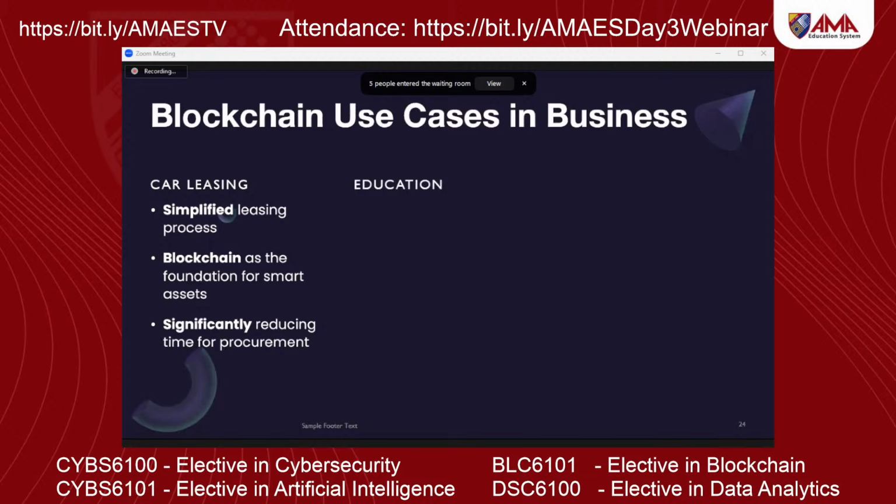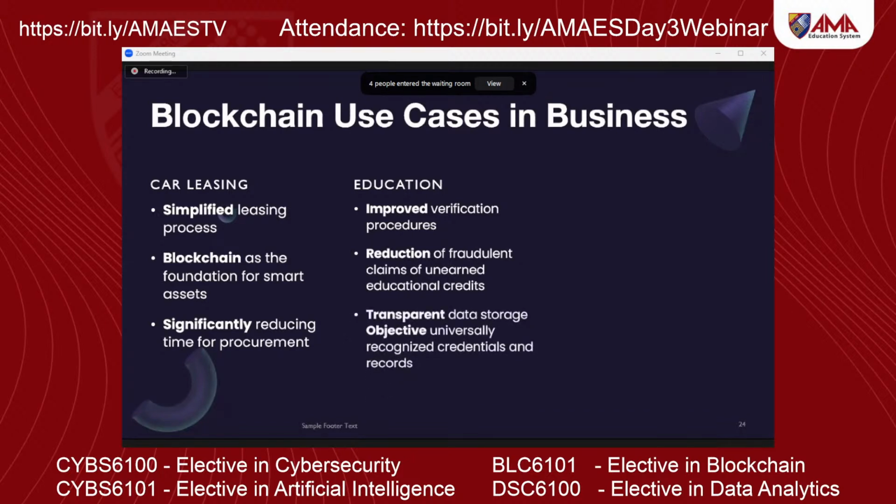Others, in the education industry: improve verification procedures, reduction of fraudulent claims of unearned educational credits, transparent data storage, objective, universally recognized credentials and records.